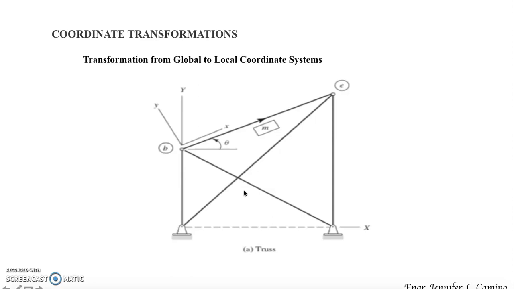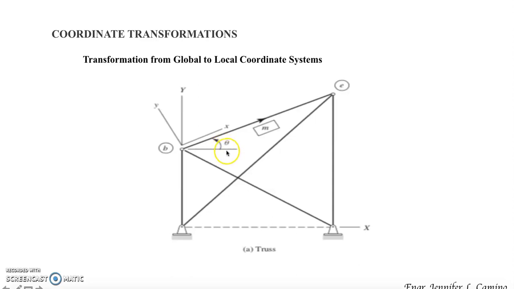So let us consider this figure. So we have here a figure. Let us consider the member M of the plane truss. So as shown in our figure, the orientation of member M is relative to the global X and Y coordinate system, and it's defined by an angle theta. So we have here an angle theta.